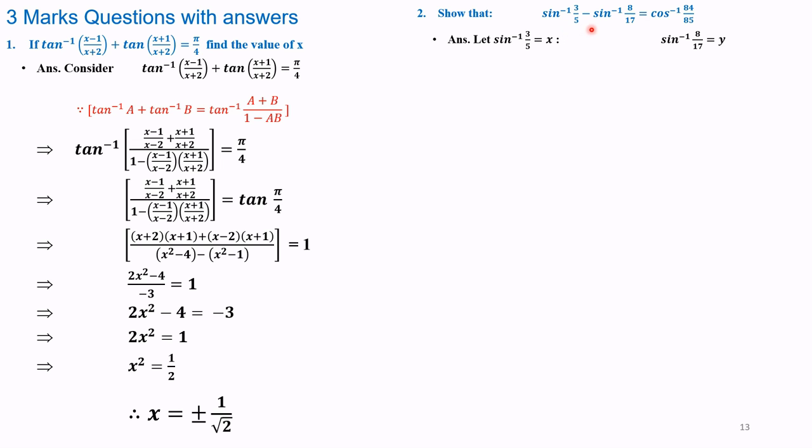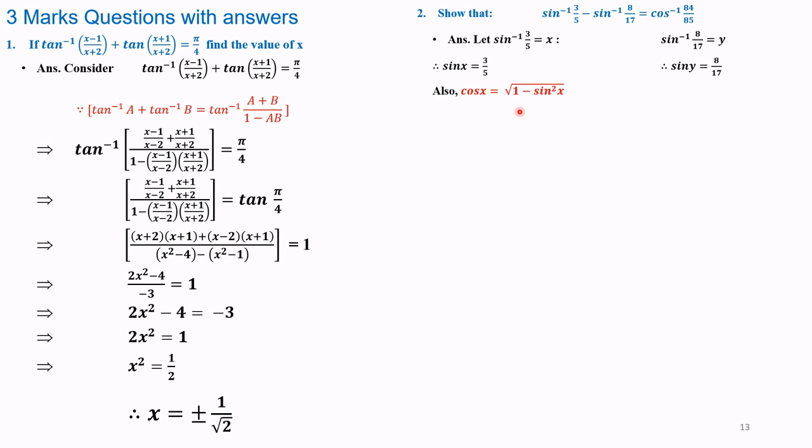Let, in the given equation, put sine inverse of 3 by 5 as x and sine inverse of 8 by 17 as y. I will read once again: sine inverse of 3 by 5 as x and sine inverse of 8 by 17 as y in the given equation. Therefore, sin x will be 3 by 5 and sin y will be 8 by 17. This is given on the right hand side.